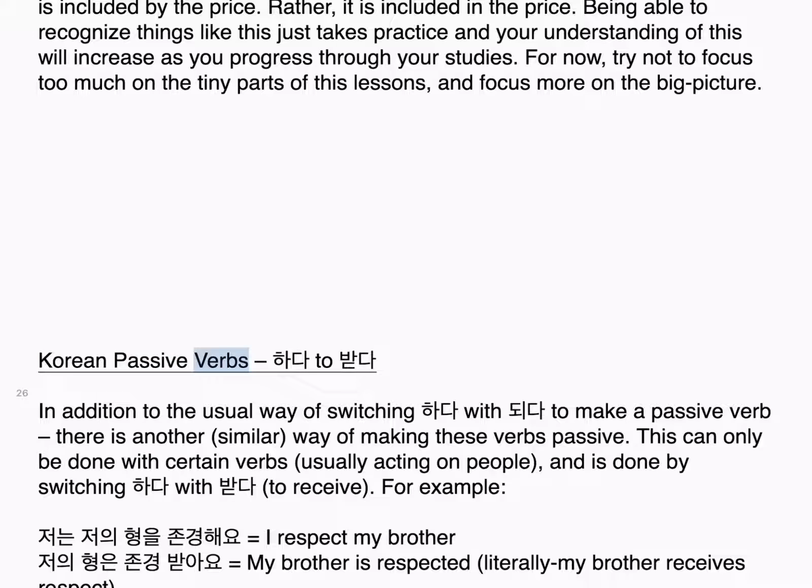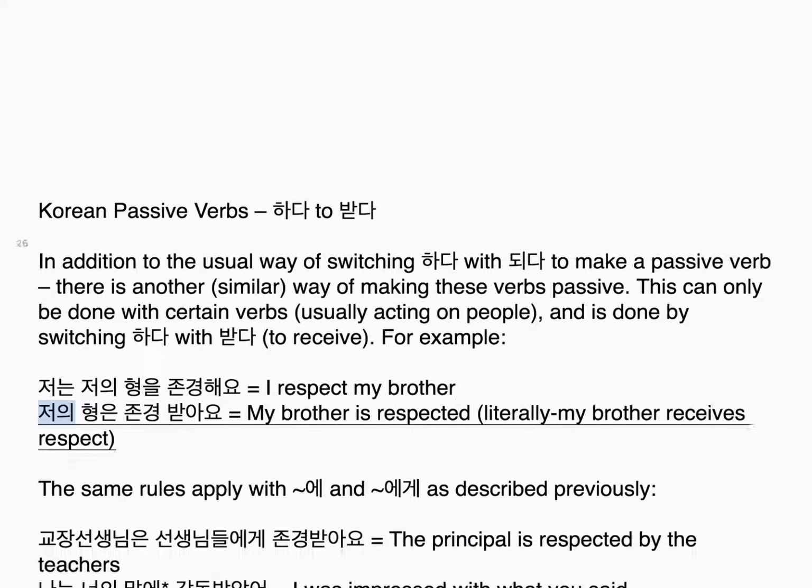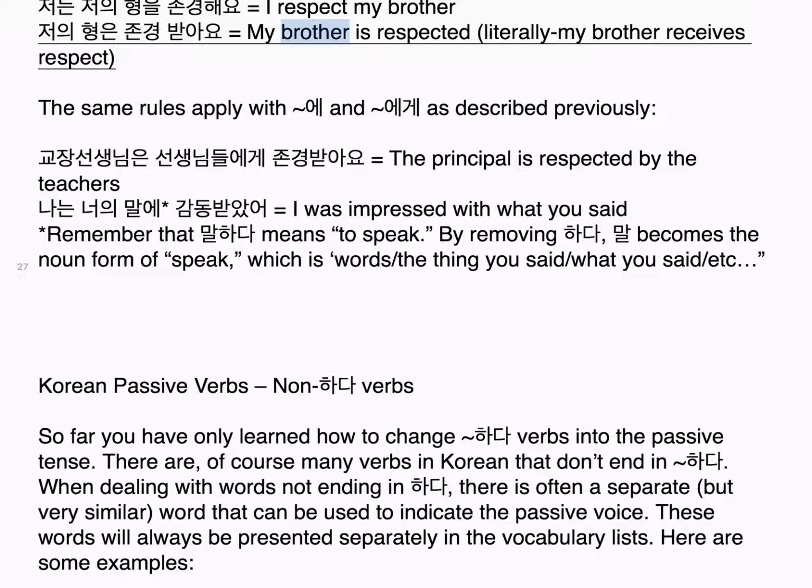Korean passive verbs, 하다 to 받다. In addition to the usual way of switching 하다 with 되다 to make a passive verb, there is another, similar way of making these verbs passive. This can only be done with certain verbs, usually acting on people, and is done by switching 하다 with 받다, to receive. For example, 저는 저의 형을 존경해요. I respect my brother. 저의 형은 존경받아요. My brother is respected. Literally, my brother receives respect.